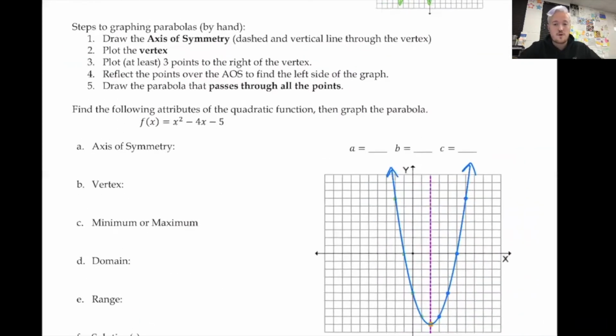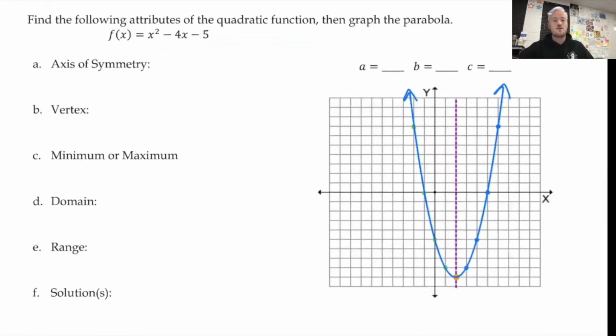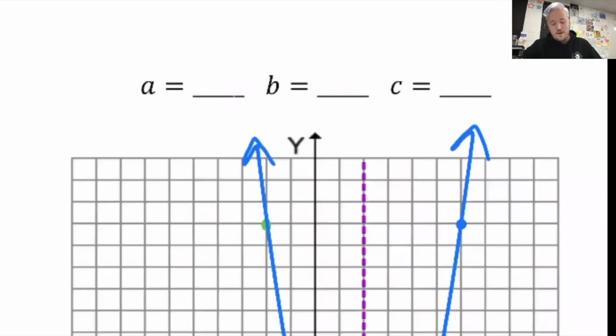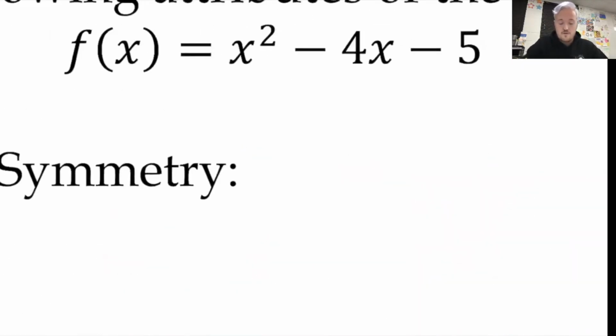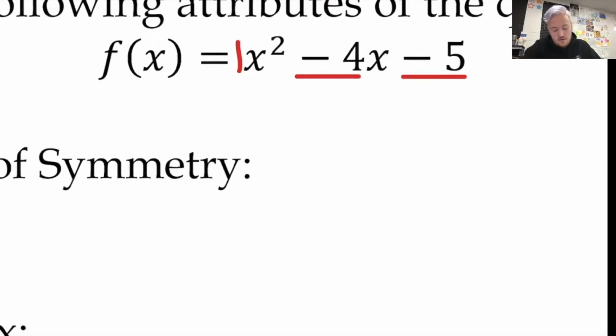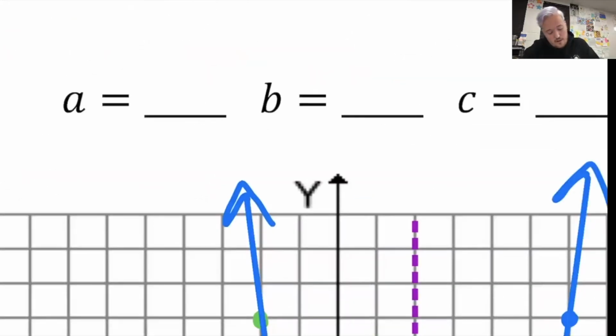All right, so starting off, this is what your practice problems are going to look like. First off, you want to identify your A, B, and C values. Looking over here at your equation, we have f of x equals x squared minus 4x minus 5. So once again, you're going to have an A value of 1, a B value of negative 4, and a C value of negative 5. So I'm going to write over here, A value of 1, B value of negative 4, C value of negative 5.